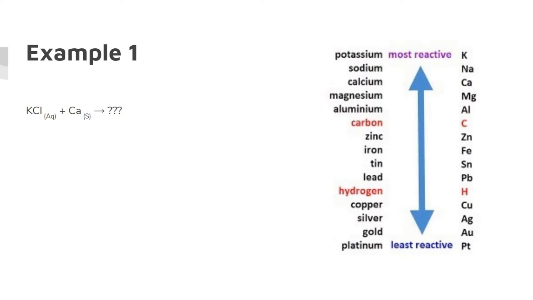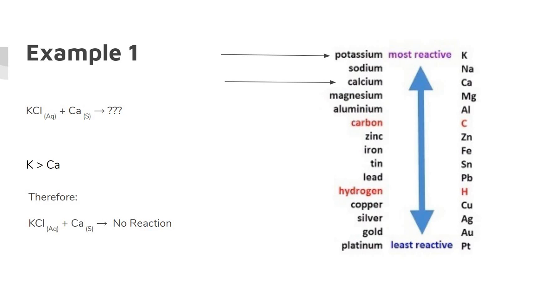Example 1. When potassium chloride reacts with calcium, will we see a reaction? Well, the first thing we'll have to do is find potassium and calcium on the activity series. Because calcium is replacing potassium, and these are both metals, we will be using the metal activity series. As we can see, potassium is number 1, and calcium is number 3. This means that potassium is more reactive than calcium. Therefore, calcium would not replace potassium, and we can conclude that there will be no reaction.